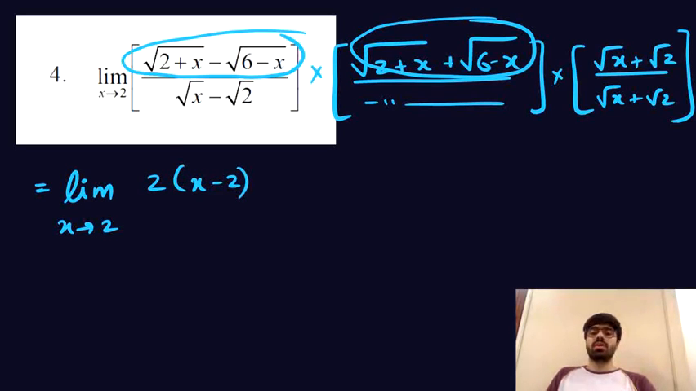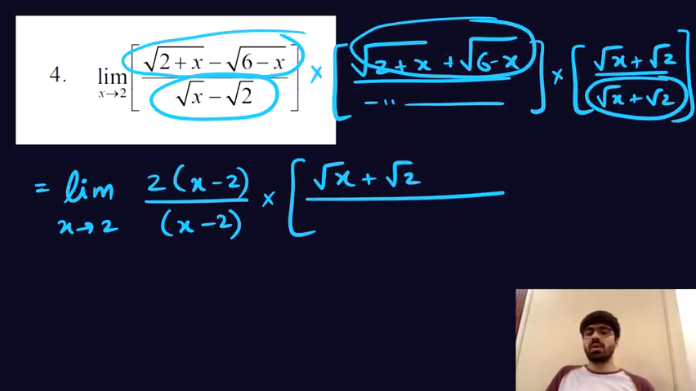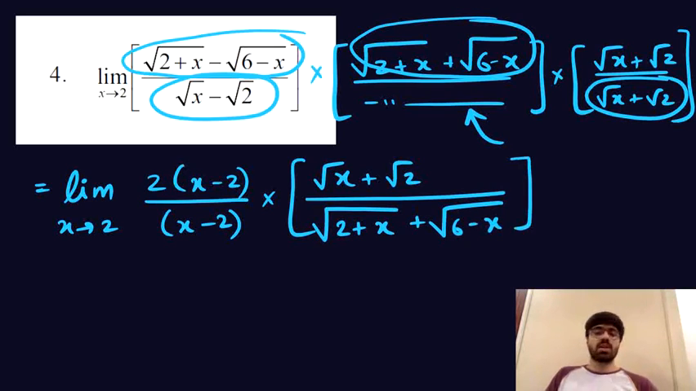Now check the denominator. Root x minus root 2 into root x plus root 2 get combined. So that will give you x minus 2 in the denominator. That's not all. You have certain terms left in the numerator and denominator. This term stays in the numerator. So root x plus root 2 stays in the numerator, divided by this entire term which stays in the denominator. So in the denominator you have root over 2 plus x plus root over 6 minus x. Now x minus 2 gets cancelled in the numerator and denominator. You can just put the value of x as 2 to evaluate the final answer.